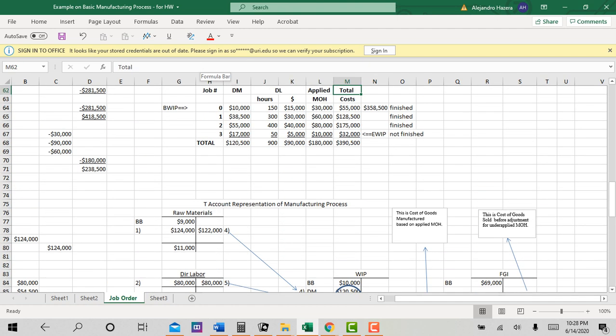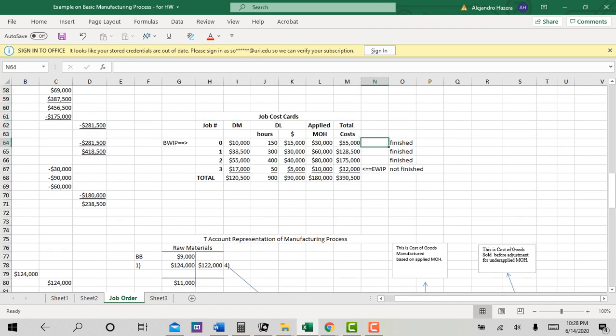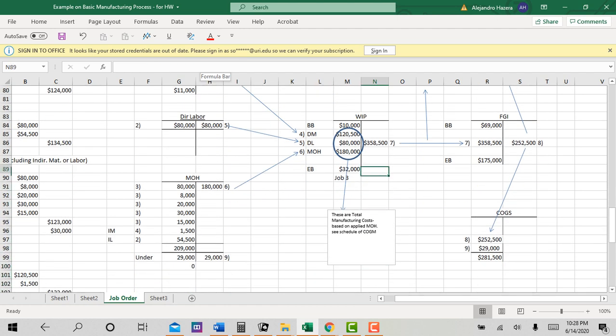Okay, now if you total up all these finished jobs, job 0 plus job 1 plus job 2, they give you 358,500, which is equal to the transfer from work in process over to finished goods. So this transfer here, these are jobs 0, 1, and 2. So that works out pretty well right there. That works out, corresponds with the job cost cards.